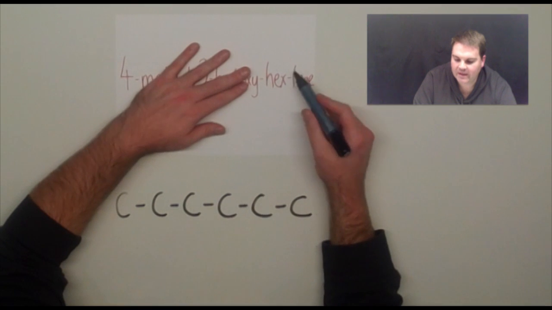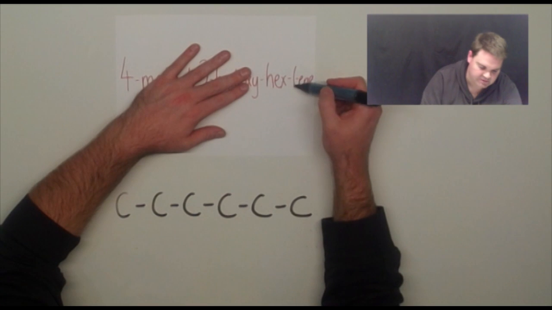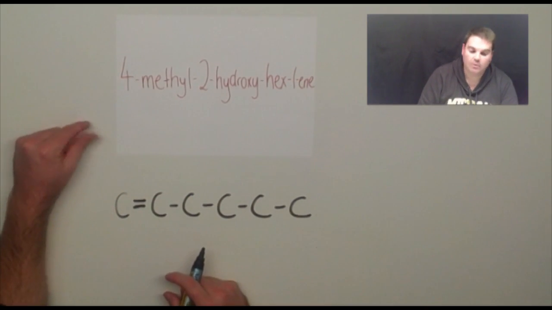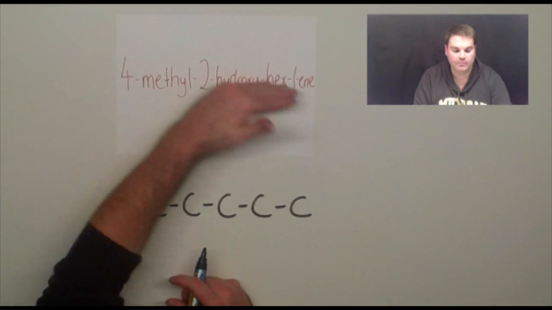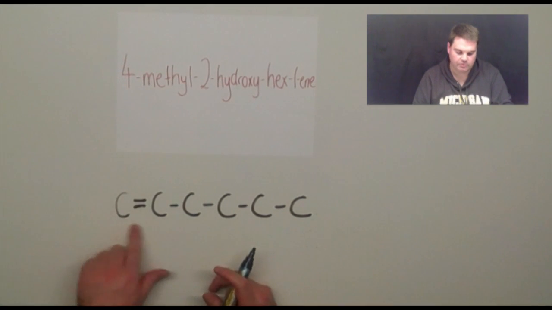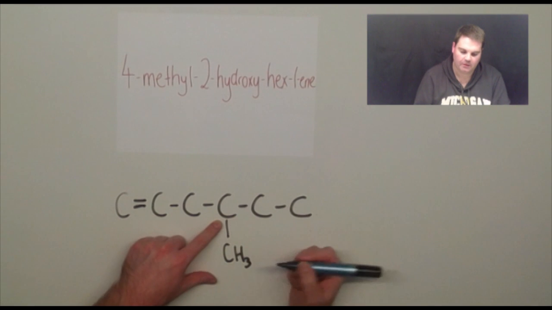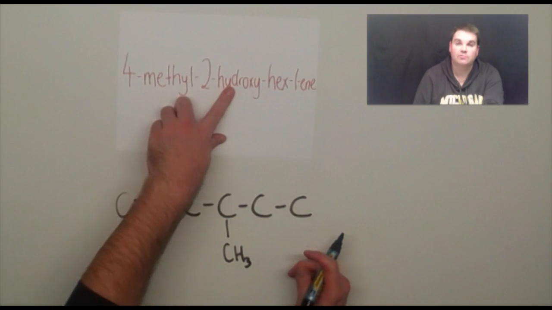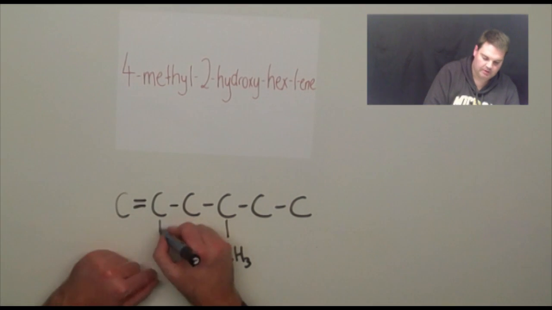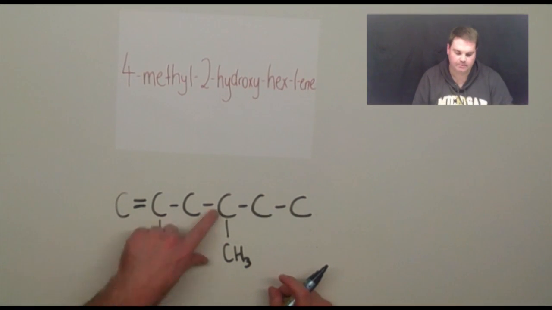Now we have a look. 1-ene. Ene indicates that it's an alkene, a double bond, and it starts at the first carbon. So I'm going to put my double bond in there on my first carbon. Now I start working my way through, going left to right. So I've numbered this number 1, going left across, so 4-methyl: 1, 2, 3, 4. So on my 4th carbon, I have a methyl group. And then 2-hydroxy. The hydroxy is the alcohol group. So on the 2nd carbon, I'm going to put the OH. Again, carbon to oxygen bond, not the other way around.